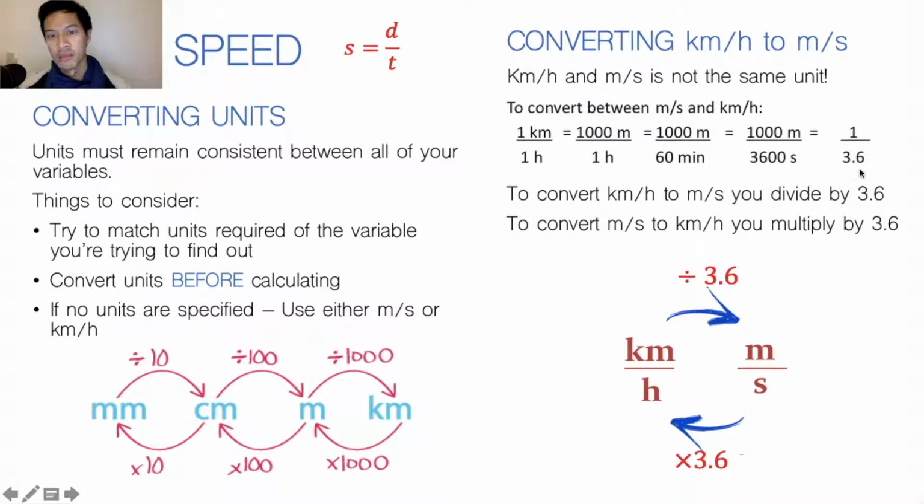3.6 here is the magic number, okay? So if you want to convert kilometers per hour to meters per second, you simply divide whatever the kilometers per hour is by 3.6, and that'll give you meters per second. If you want to convert meters per second into kilometers per hour, you multiply that number by 3.6, and that will give you kilometers per hour. So remember, kilometers per hour into meters per second, divide by 3.6, and from meters per second to kilometers per hour, multiply by 3.6. The general way that I remember this is that kilometers per hour is always higher than meters per second in terms of the value.